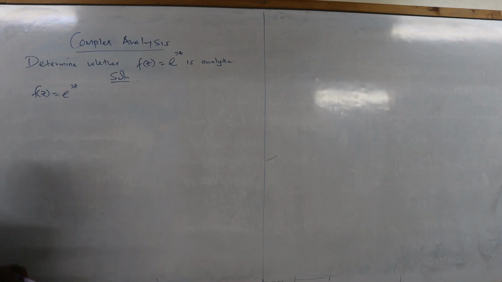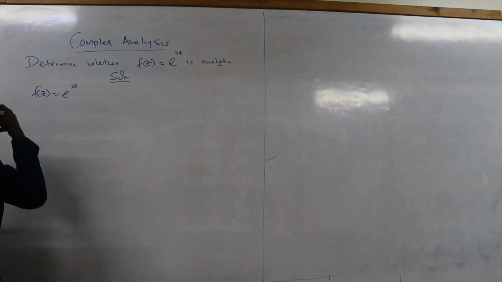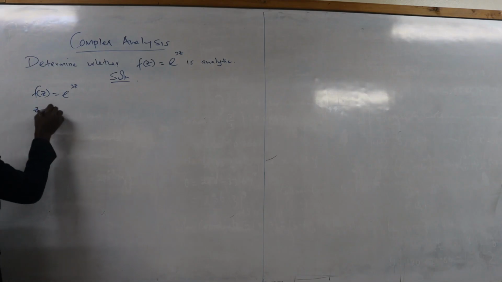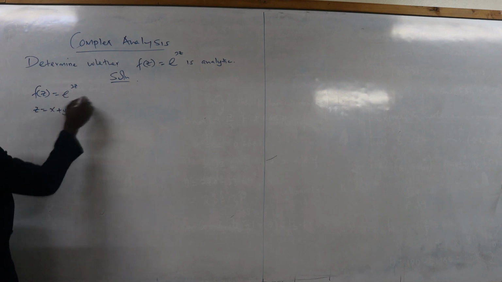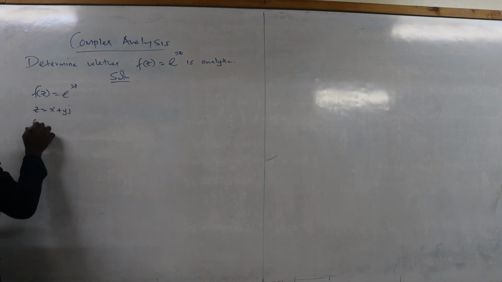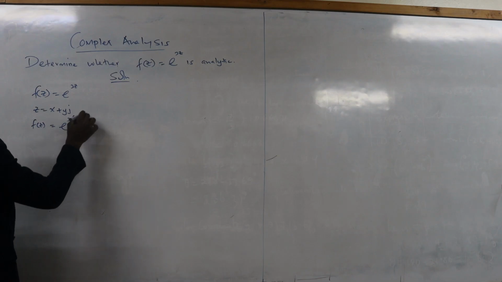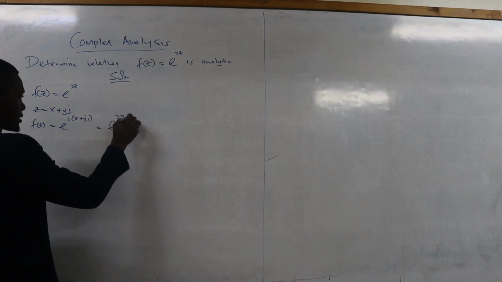So we have to express our exponent 3z into another form, which basically is in terms of polar form. The reason for doing that is because our value of z is different. z is given by x plus yj. So this one now will give us f of z is the same as saying exponent of 3 times x plus yj. When you open this bracket, you have e to the 3x plus 3yj.